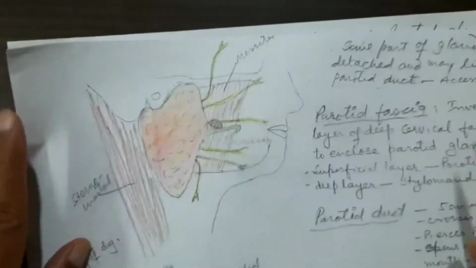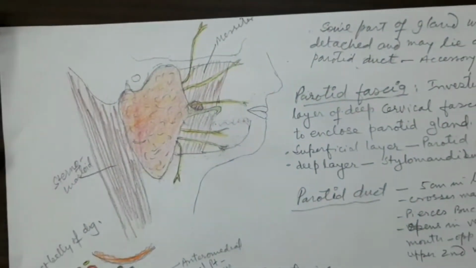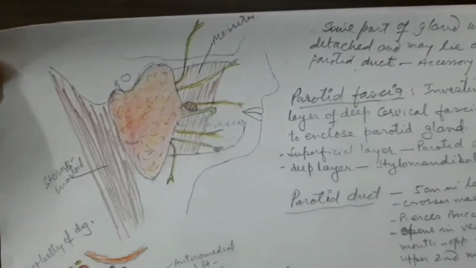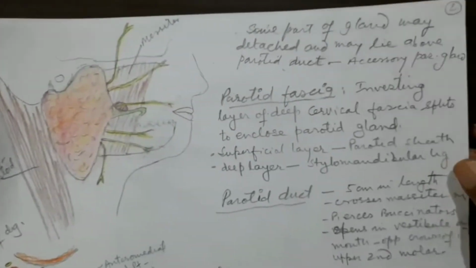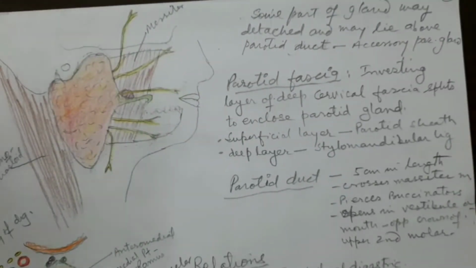I hope you have understood what the parotid fascia is. It is nothing but the splitting of the general investing layer of deep fascia to enclose the parotid gland on both the superficial and the deep surface.